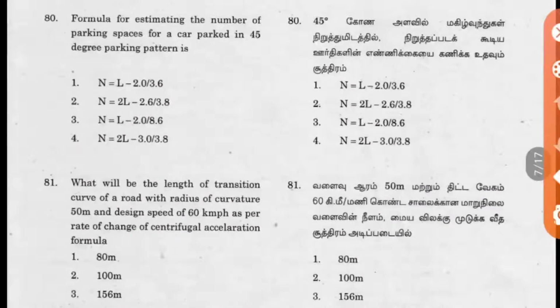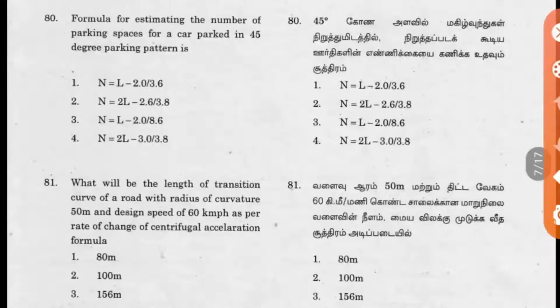Question number 80, they have asked the formula for estimating the number of parking spaces for a car parked in a 45-degree parking pattern. The answer is not given in the key also, and I have also searched for the answer. I couldn't find it. If anybody knows, you can give it in the comment section. But according to the parking angle pattern, I can tell you one thing. The least efficient and the worst pattern is the 45 degrees pattern only, because it will consume more space than other angle parking. And the best is 90 degrees, so that you can park more vehicles there. So this also may be asked in MCQs.